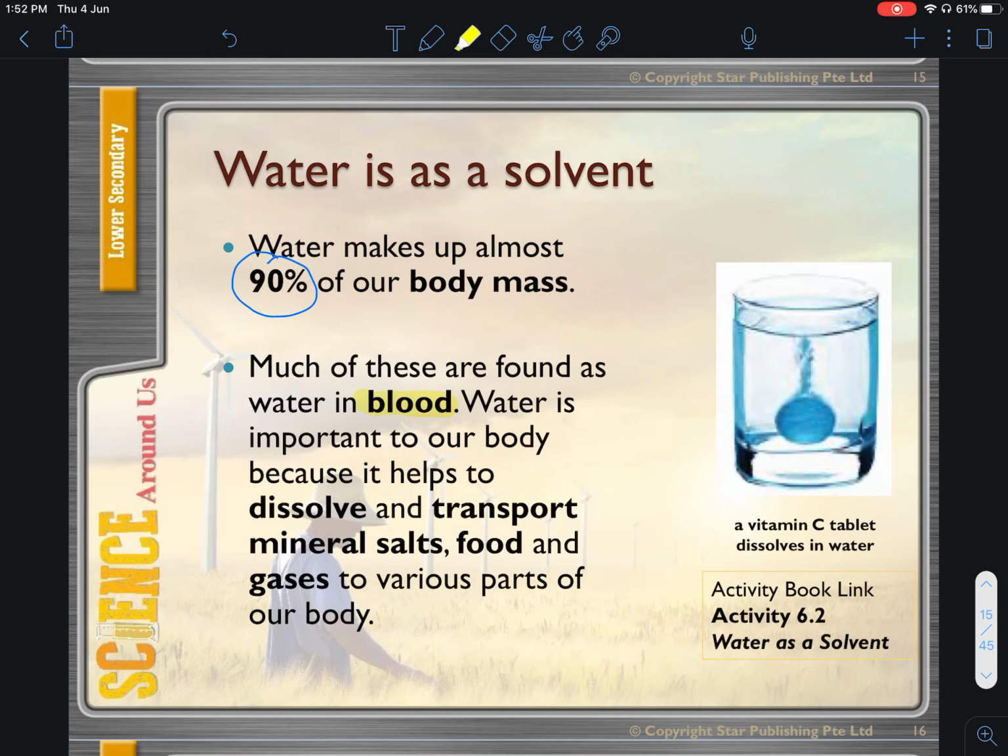And that water is important to our body as it helps to dissolve and transport not just the food substances you eat, but also the mineral salts, the vitamins and other gases to other parts of the body. Gases in the form of oxygen and carbon dioxide. So all these are mainly part of a component of your blood system. Oxygen is carried by your red blood cells, and carbon dioxide is carried by your blood plasma.